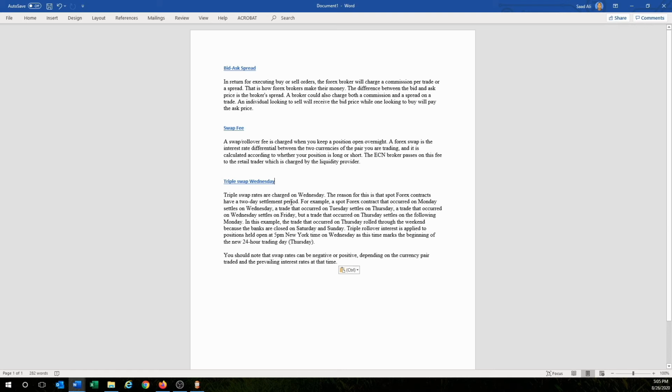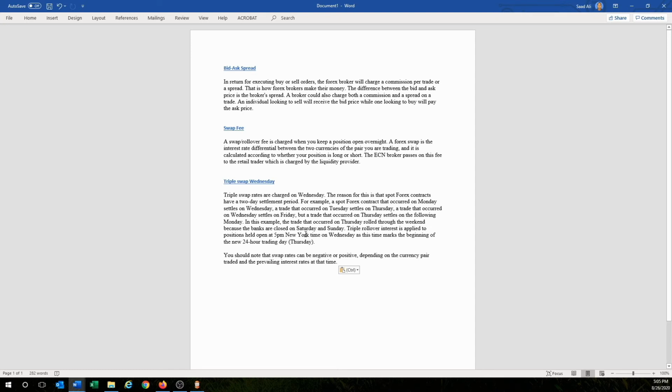Triple swap rates are charged on Wednesday. The reason for that is spot Forex contracts have a 2-day settlement period. For example, a spot Forex contract that occurs on Monday settles on Wednesday. A trade that occurs on Tuesday settles on Thursday. A trade that occurred on Wednesday settles on Friday. But a trade that occurred on Thursday settles on the following Monday. In this example, the trade that occurred on Thursday rolled over through the weekend.